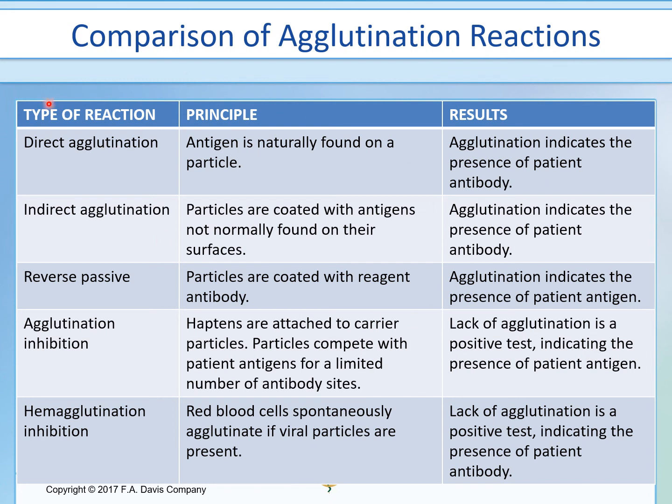This table, although not available in your textbook, is a concise reference for comparing the agglutination reactions. So it outlines the type of reaction, whether it's direct, indirect, reverse, passive inhibition, or hemagglutination inhibition, the principle of each method, and the expected results. So use this as a tool, especially as you're studying.